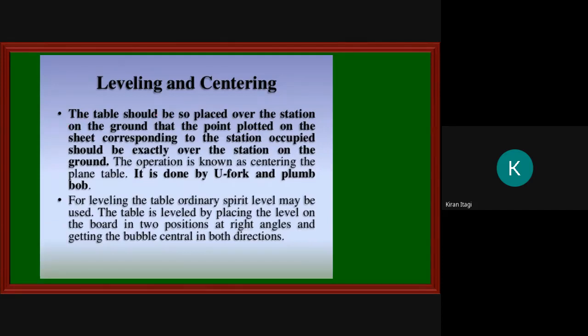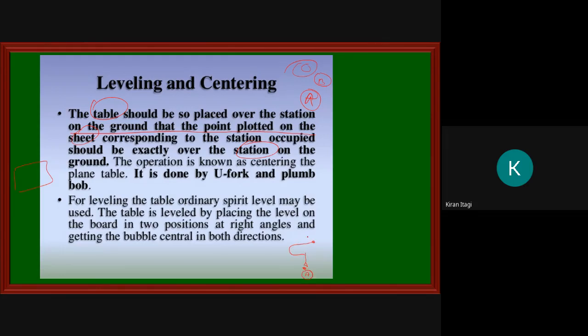Next, the plane table should be placed over the station, whether it be station A, B, C, D, whatever, on the ground at the point plotted on the sheet. It is already plotted, as you already have the sheet corresponding to the station occupied. It should be exactly over the station on the ground. Means the plumb box should be pointing towards the station A only.